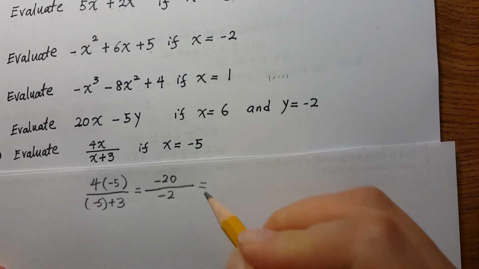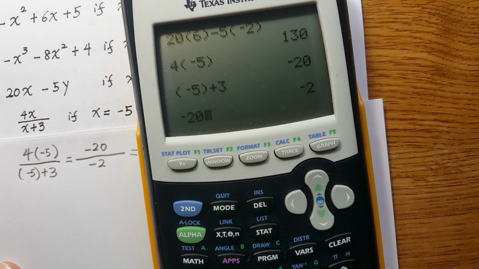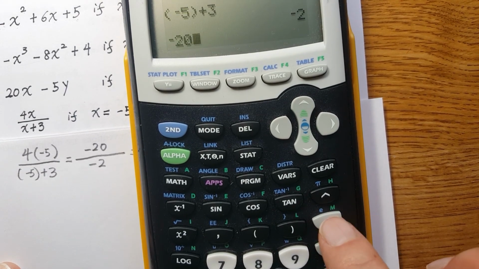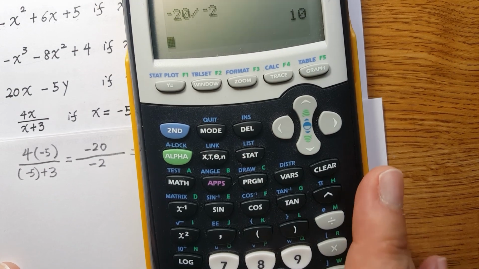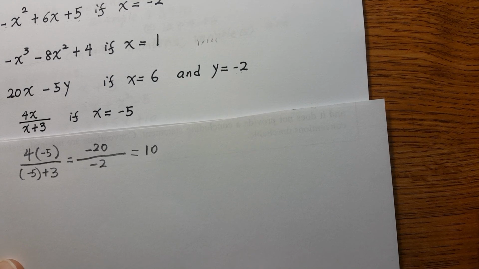Next step, you are going to use a calculator. -20. You press the division symbol to get the slash. Divide -2. Then you get 10. So that's why the answer is 10.